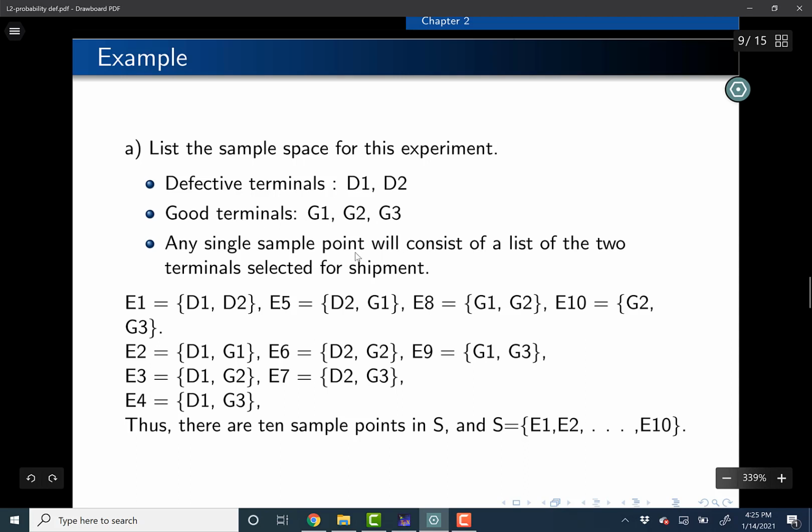And any single sample point. So what is the experiment? We're picking 2 terminals, because we're filling the order and the order calls for 2 terminals. So we're picking 2 terminals at a time. A sample point basically, so these are all of the possibilities, right? We pick D1, D2, or maybe D1, G1, and so on. These are all of the possibilities, and thus the sample space has all of these 10 points. So the sample space here contains 10 points. Each point is basically this pair.